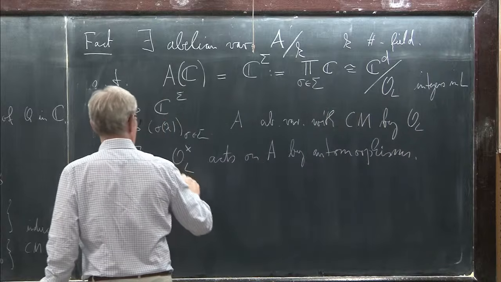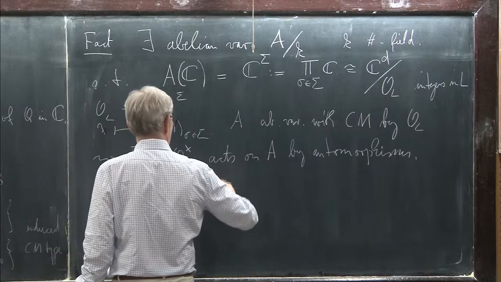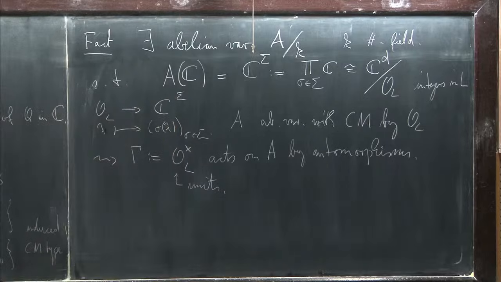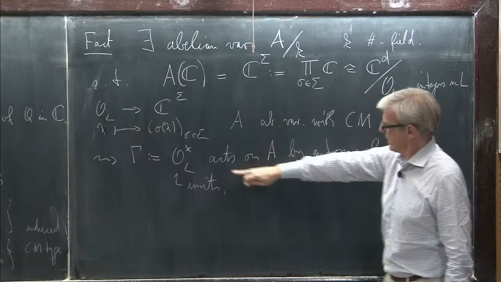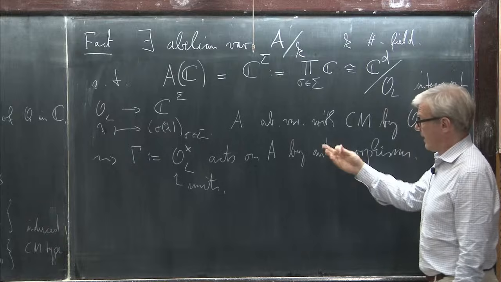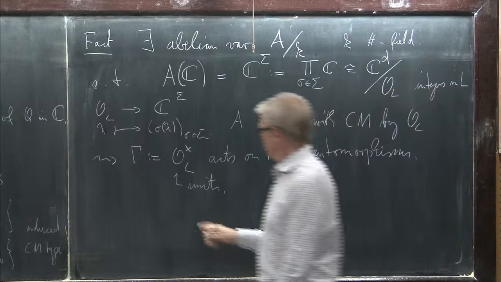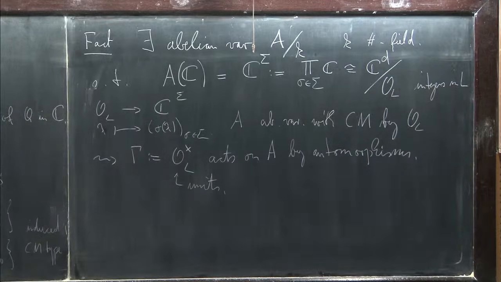These are the units. Okay, so we have an abelian variety over a number field, and this has an additional action by a large automorphism group. So this is a group which contains a free part of rank D minus 1.